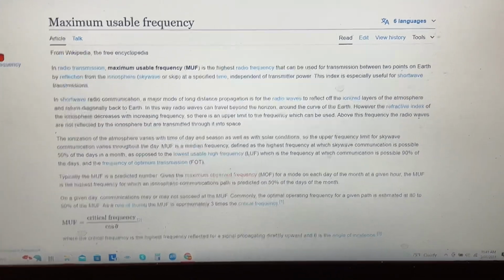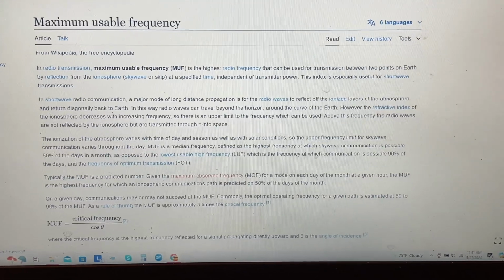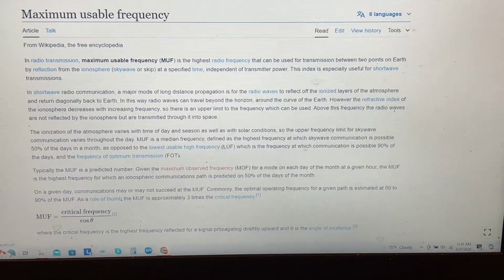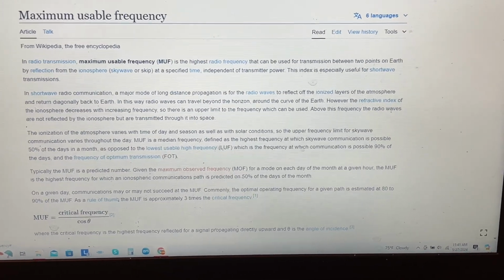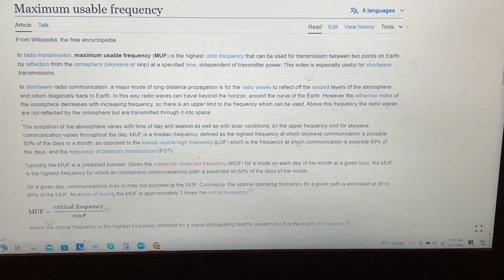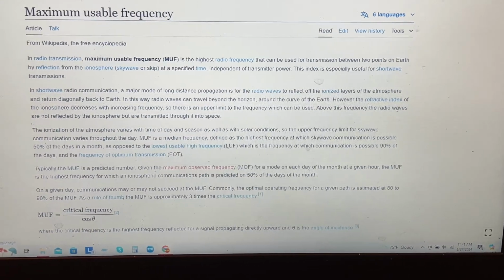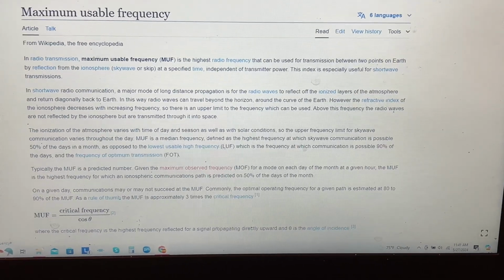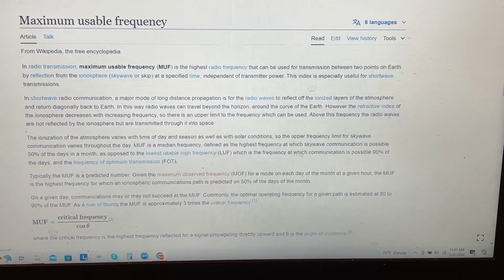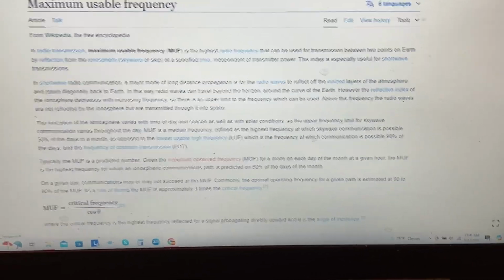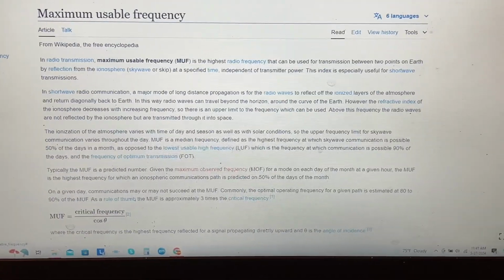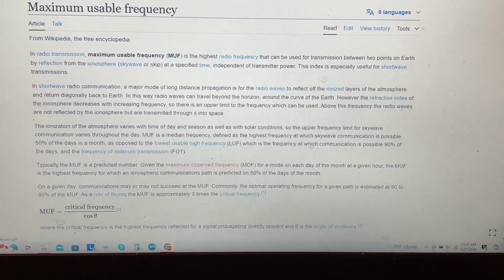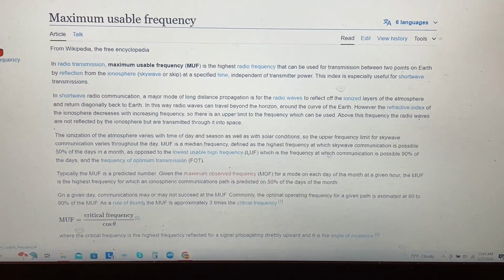I just want to try to explain to you guys what the maximum usable frequency is and why it's important to pay attention to. If you're an amateur radio operator and you haven't heard this frequency, pay attention if you're new. Or if you're an 11 meter operator and you have no idea what I'm talking about, pay attention.